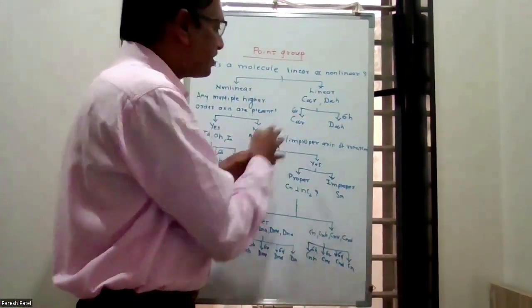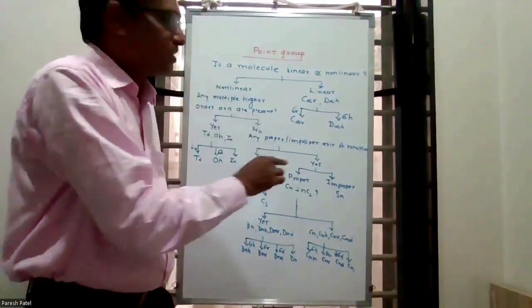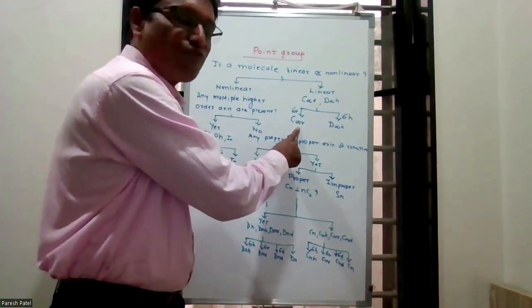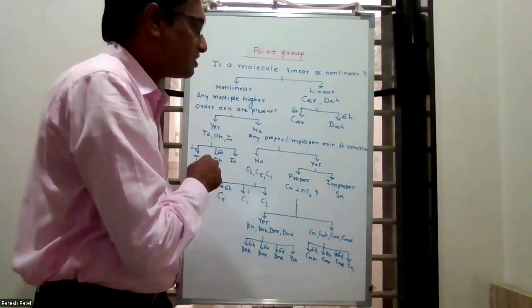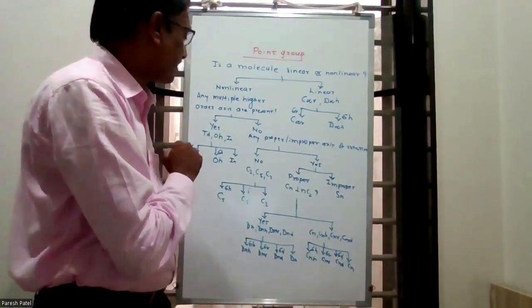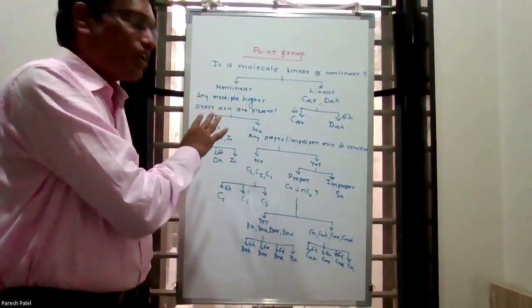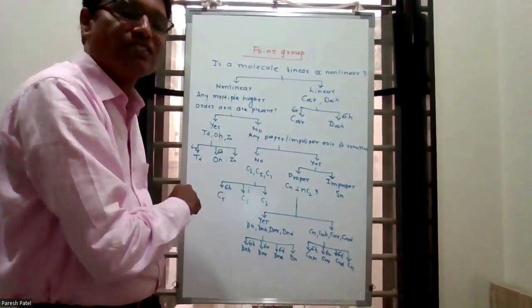If sigma v is present, then the point group can be assigned as C infinity v. If sigma h is present, then the point group can be assigned as D infinity h. Now, if the molecule is non-linear, then we have to ask another question: are any multiple higher order axes present?